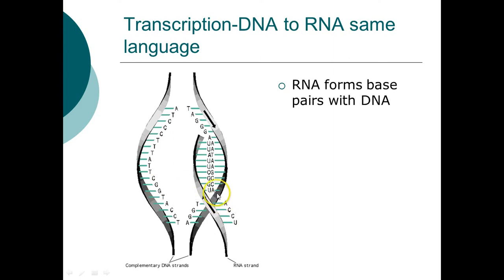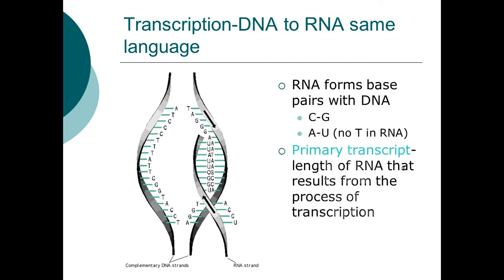Remember that instead of a T, the RNA will build its base pair with a U. However, if the DNA has a T, then the RNA will still use an A. C with G, A with U. There is no T, there is no thymine in the RNA strand.